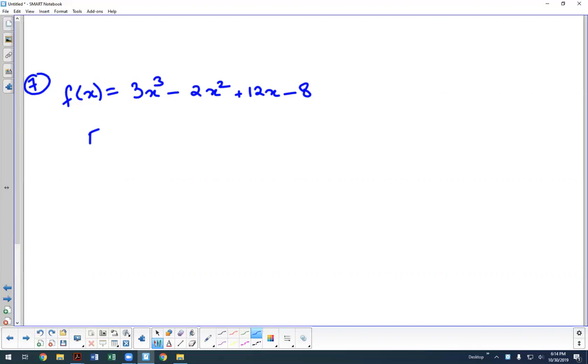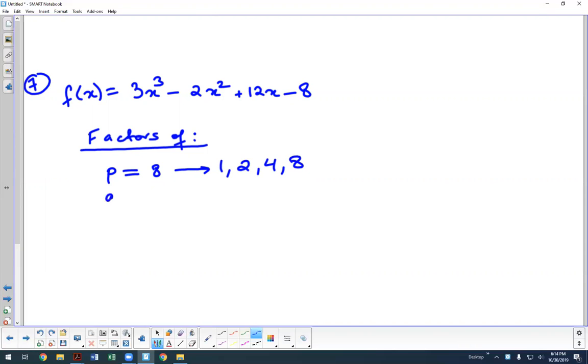So we will start by finding factors of p, which is our constant term, the number 8, and I'm not really going to worry about the negative sign this time. So factors of 8: 1, 2, 4, and 8. And our q term comes from the leading coefficient, so that would be the number 3. And factors of 3 would be just 1 and 3, right? So what will be our possible rational zeros?